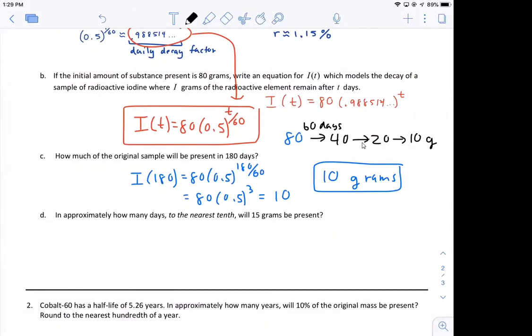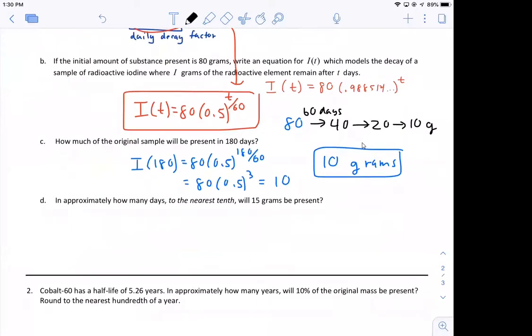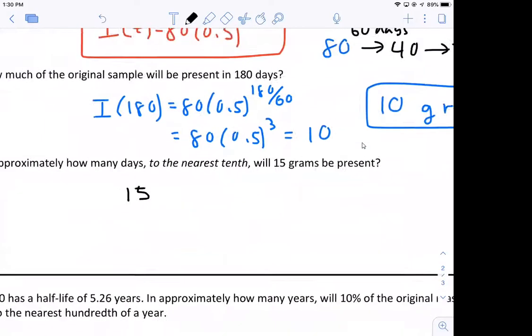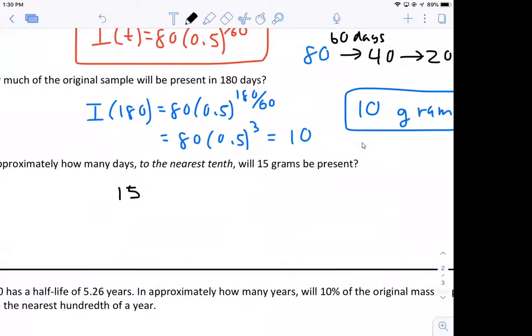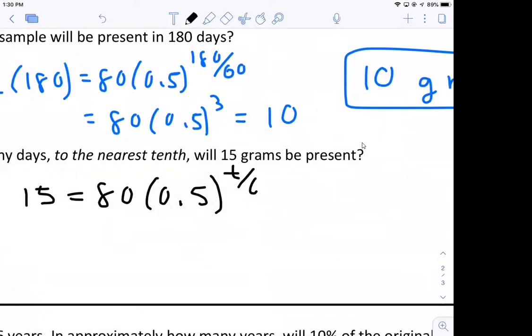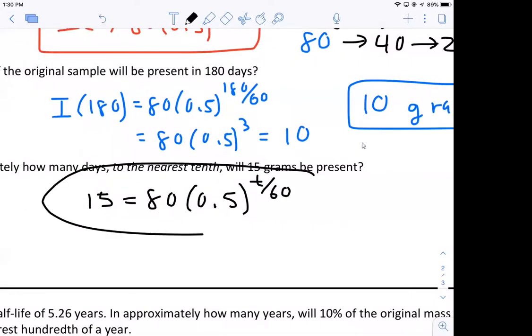And then for something like letter D, which asks in approximately how many months, to the nearest tenth, will we have 15 grams present? We're going to make I of t our final amount, 15, equal to 80 times 0.5 to the t/60. And now we're solving for the exponent, solving for t in this case. To solve something like this, just type it into your calculator. Graph y equals 15, graph that function, and see where they intersect.